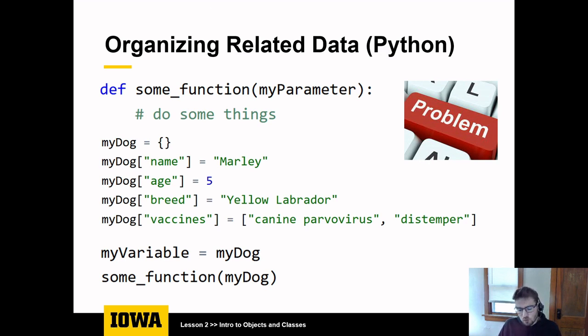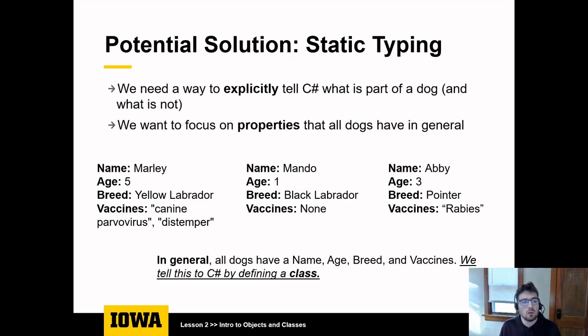And so over the course of a program that's hundreds to thousands to tens of thousands of lines long, it's going to be hard to keep track of what data ends up in your dictionary and what doesn't. So this is where objects and typing come into play to solve this problem. We need a way to explicitly tell C# what data is supposed to be part of a dog, or what data can be related to a dog.